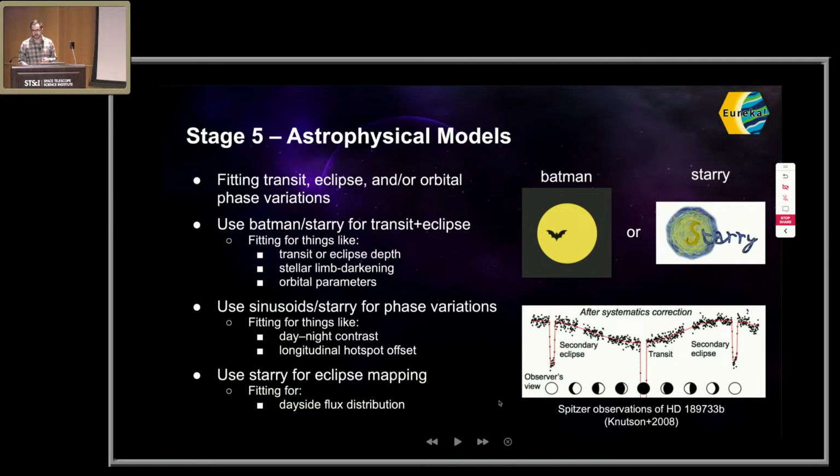And then you can also use the Starry package to very precisely measure the shape of eclipse ingress and egress to measure the brightness distribution across the day side of the planet.